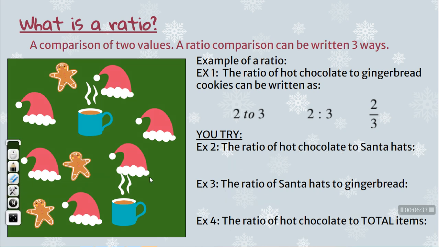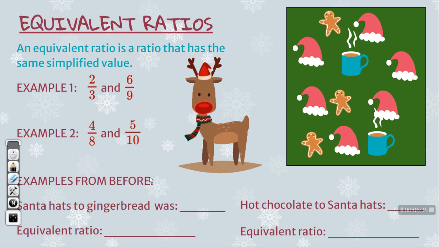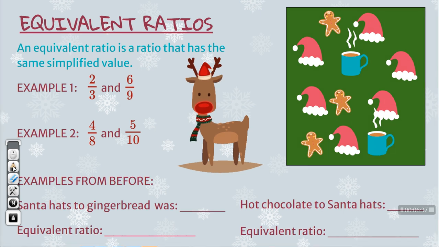So now we're going to move in. We've talked about what a ratio is. Now we're going to talk about what an equivalent ratio is. Okay, an equivalent ratio is a ratio that has the same simplified value. Okay, so they're equivalent because they can be reduced to the same thing.